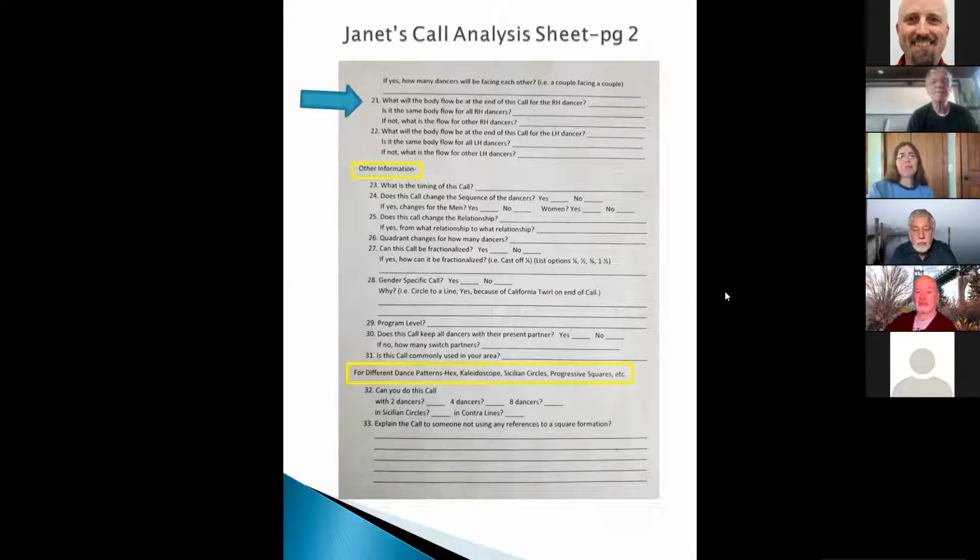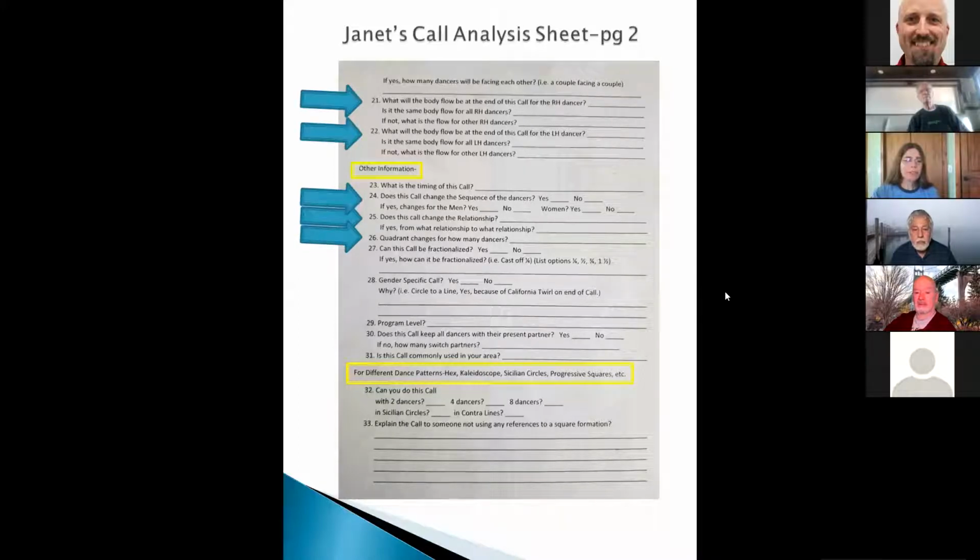And then body flow. Sometimes the flow is different for the right and left hand dancer. So I added a right and left hand dancer flow. It doesn't just say flow. Is it the same for both dancers? Is it different? What is the direction of flow? And then we have the sequence of the dancers and the relationship. Does it change from a partner line to a corner line? What kind of relationship does it have?